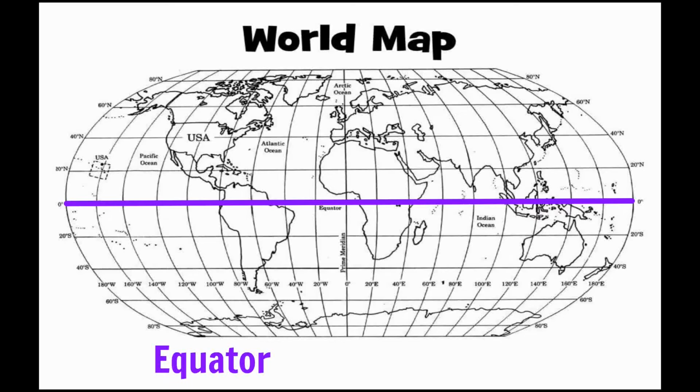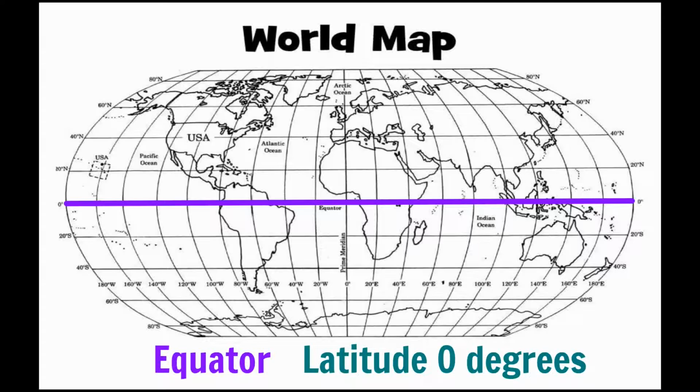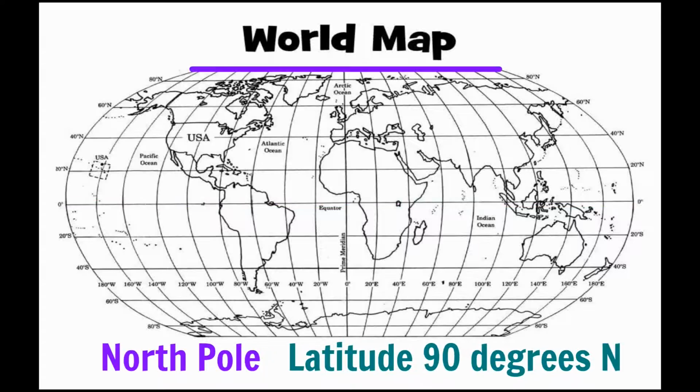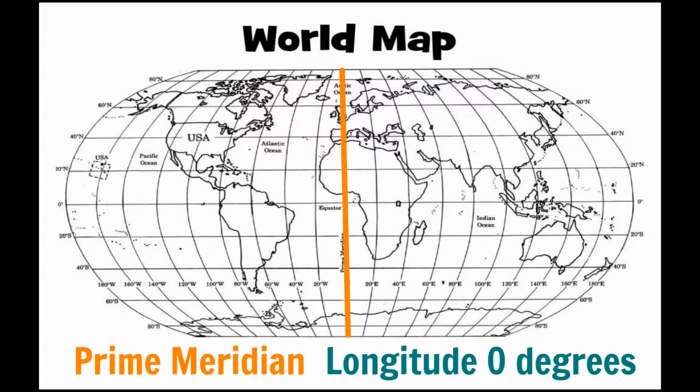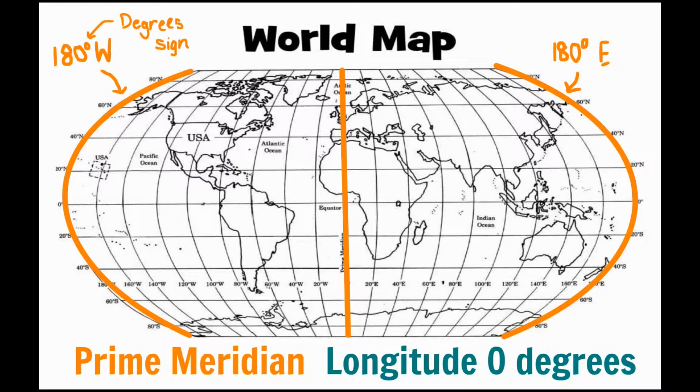The equator is latitude 0 degrees, while the North Pole is 90 degrees north and the South Pole is 90 degrees south. For longitude, the prime meridian is 0 degrees longitude, and meridians run from 0 degrees at the prime meridian to 180 degrees east or west. The distance between the meridians varies, and the lines of longitude converge at the poles.